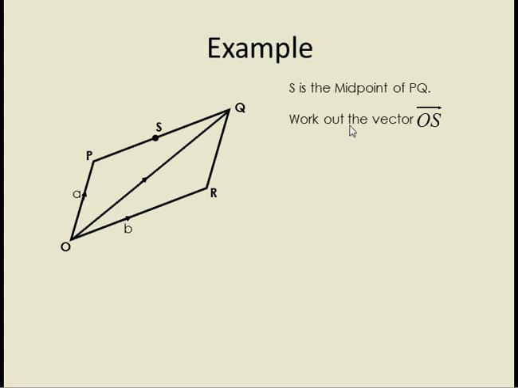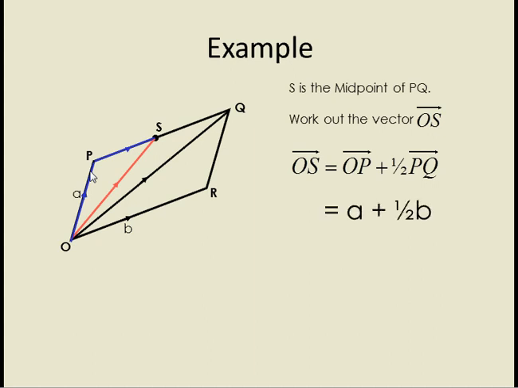Here's something a little bit more tricky. We want to find S, which is the midpoint of PQ. Same setup, same parallelogram as before. We want to work out vector OS, which means starting at O, finishing at S. Well, to get there, we could go along A, so along OP, and then PS. And PS is half of PQ, which is A plus half of B.